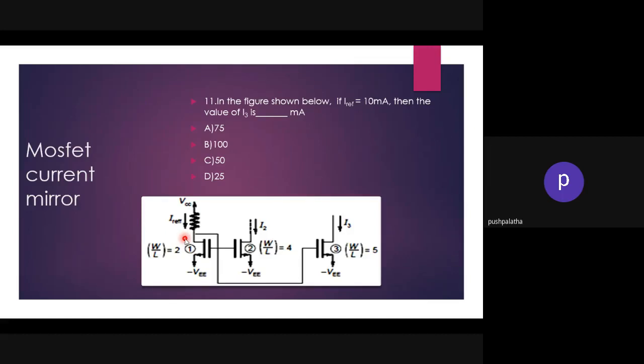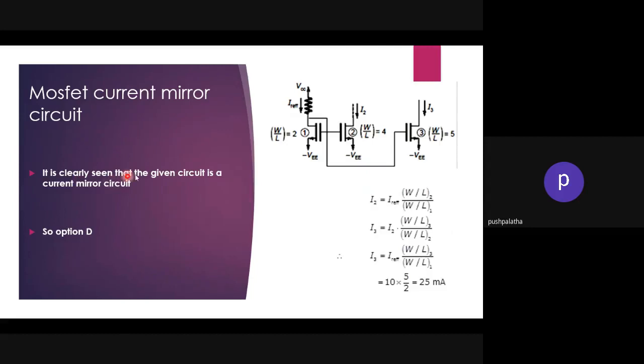Now we'll go to the calculation. Actually, it is very easy for a current mirror. You need to find all the ratios. That's it. Now see, it is clearly seen the given circuit is a current mirror circuit. Your I2 is what? Your I2 is I reference times the W by L ratio of the second device to the first device. Your I3 is what? I3 is connected to the first one. So it is the W by L ratio of the third one to the first one with the I reference.